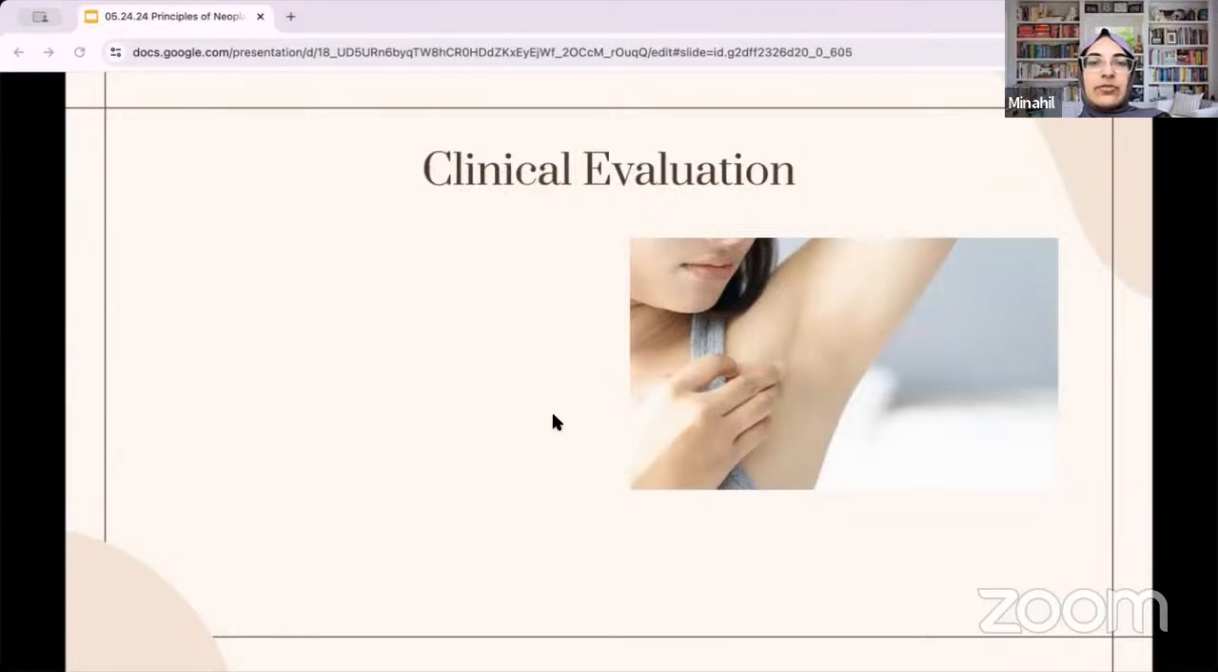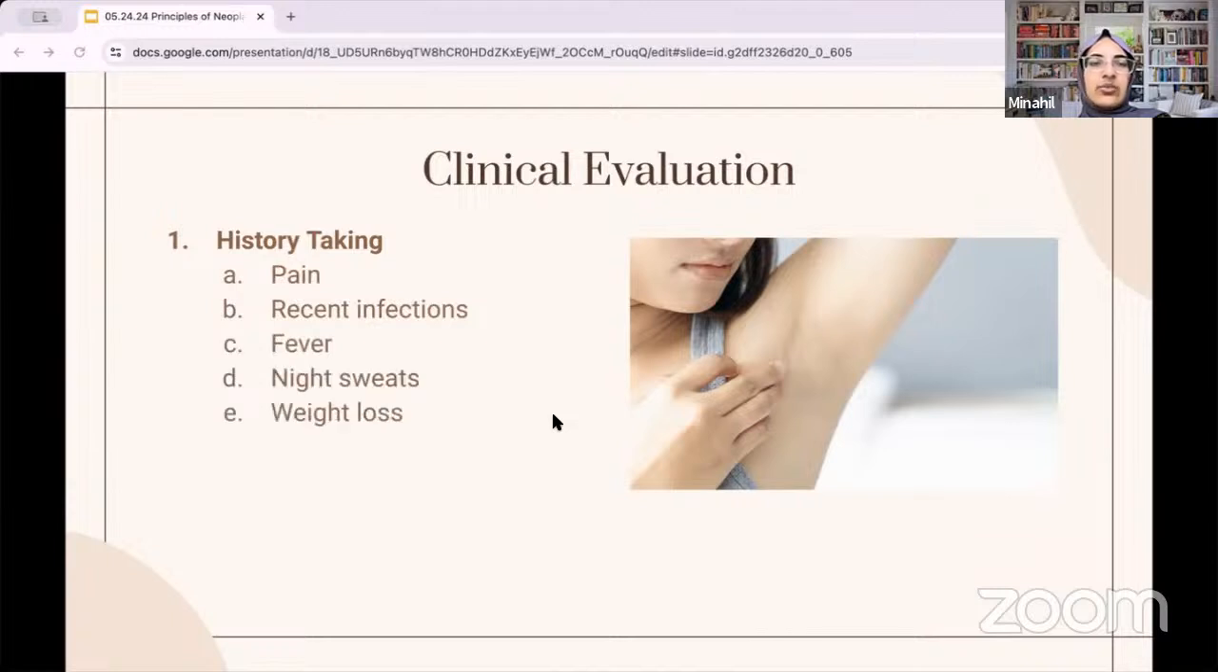So we will first ask them questions regarding their history. Have they had any pain, any recent infections, any fever, night sweats, weight loss, unintentional weight loss, changes in their breast tissue, or any family history of cancer? Those are the main things I'd want to ask because these are all related to a cancer diagnosis.